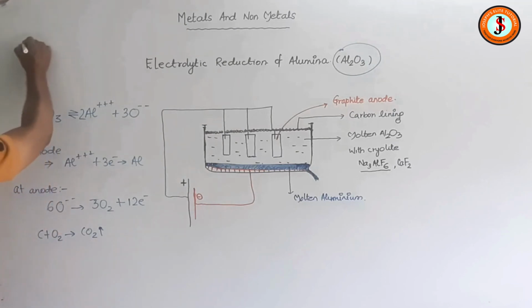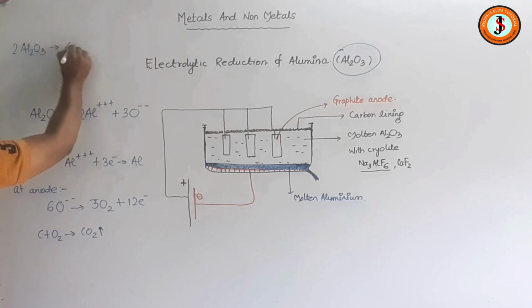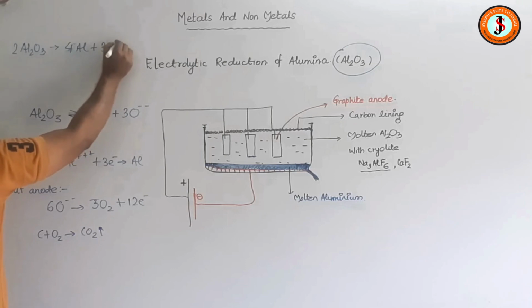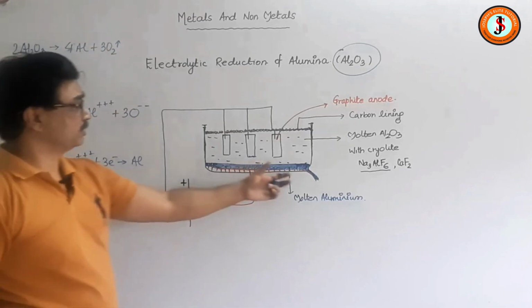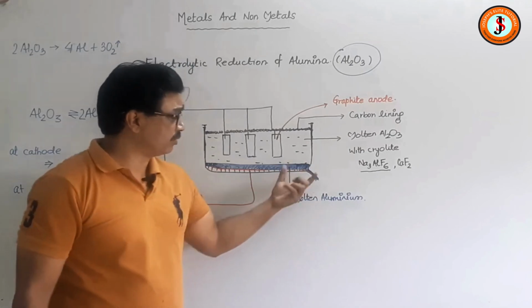So the summed up reaction will be 2Al2O3 gives 4Al plus 3O2. So now from here we keep on taking out the aluminum and we form bricks. Here there is an outlet, and from time to time it is opened.